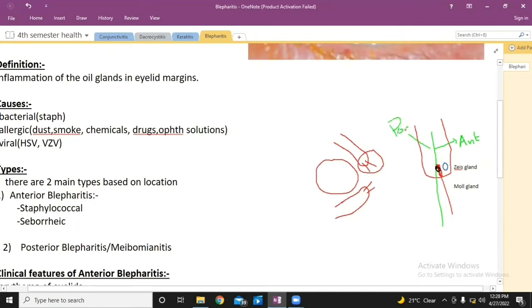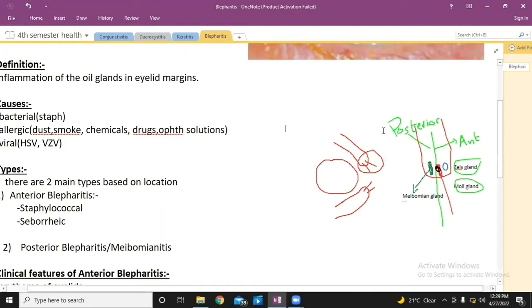And this is the part which is known as the posterior part. Now you understand what I was talking about when I told you about the classification based on the location. So this is actually the location which I was talking about. In the anterior side, you can see two glands, the Zeiss gland and the Moll gland. And on the posterior side, you will see another gland, that will be the Meibomian gland. This will be known as the Meibomian gland. So these are very, very important glands to know.